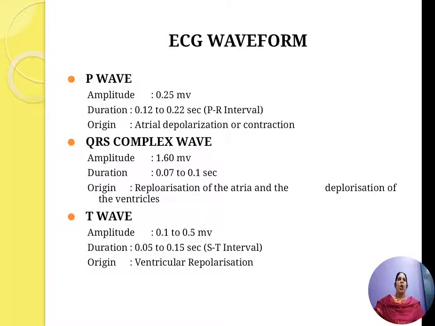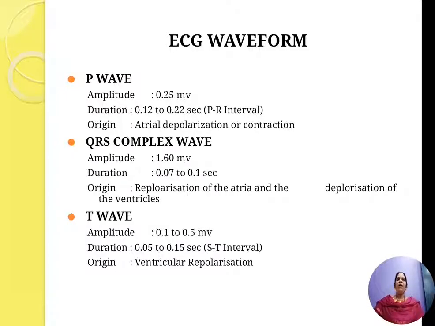Then we have the QRS complex. Its origin is repolarization of the atria and depolarization of the ventricles. Its amplitude is 1.6 millivolts and its duration is 0.07 to 0.1 second.